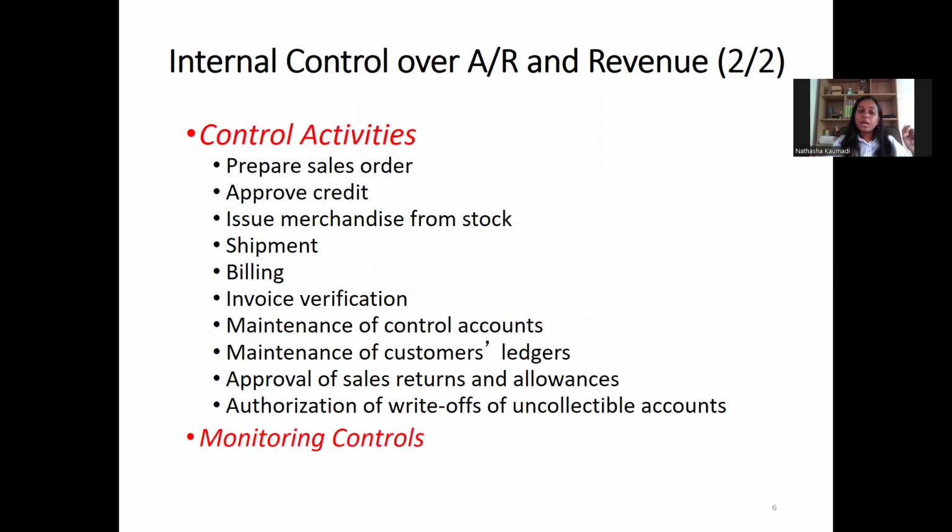Right. And then control activities. What are the control activities that can be there when it comes to revenue and accounts receivable? Here the control activities are not mentioned, but the situations or instances where we need to have internal controls, where we need to have control activities, are mentioned. When preparing sales orders, that is the major point. We have to record sales or initiate the sales when we are receiving an order.